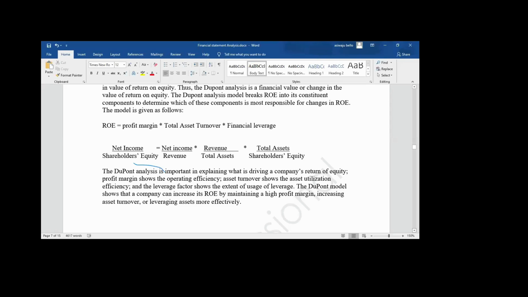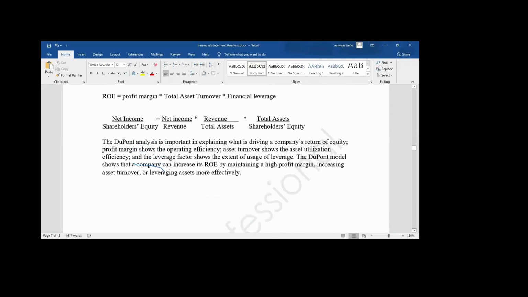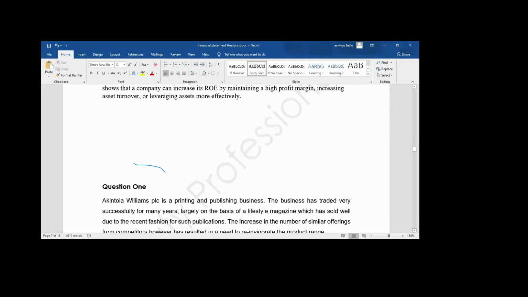What it means is that if you want to increase return to shareholders, you need to look at your profit margin. You must increase operational efficiency. You must increase asset turnover, asset utilization efficiency. Then you must try to reduce the amount of debt. Leveraging assets more efficiently. All right.